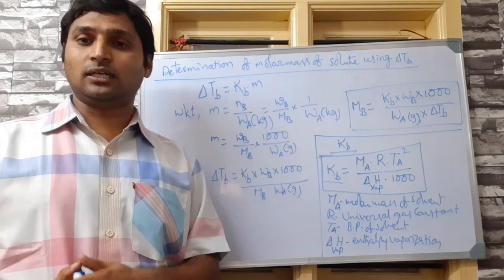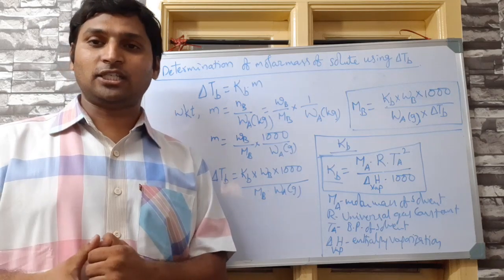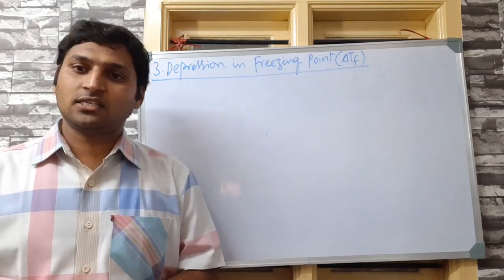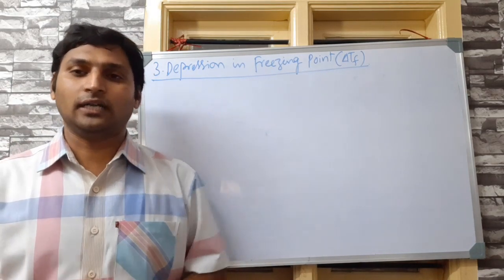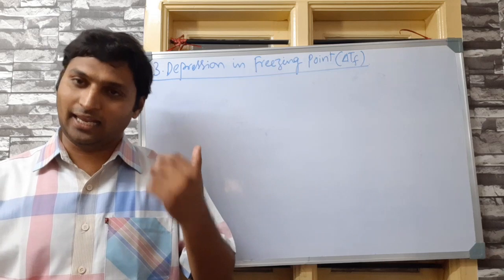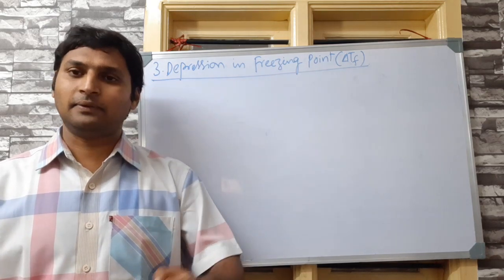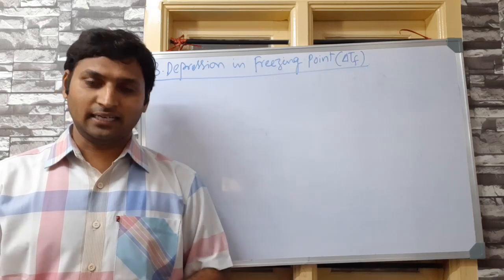Let us move on to the third colligative property, depression in freezing point. See, we have understood that addition of non-volatile solid solute to a liquid increases its boiling point. For example, water's boiling point is 100 degrees Celsius.